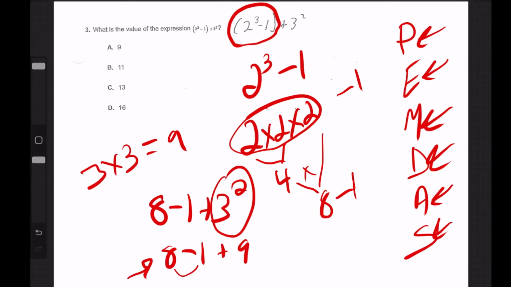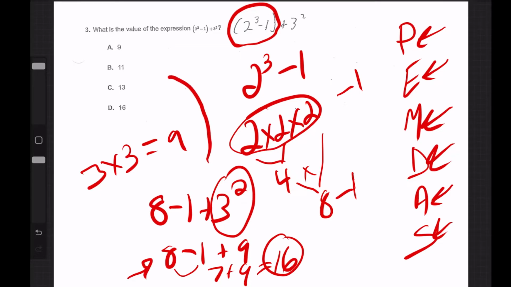8 minus 1, well, that's a 7. Plus 9, and that equals 16. So here's our final answer, 16. And we've worked this problem out in the order of operations. The parentheses first, then the exponents, then we check for multiplication, division, and then addition and subtraction.